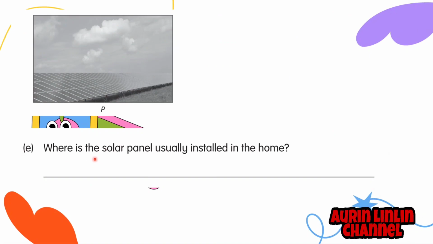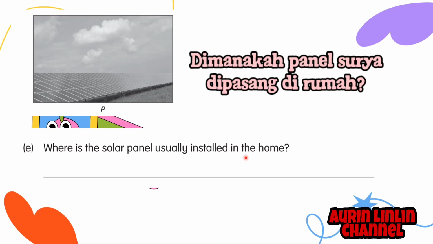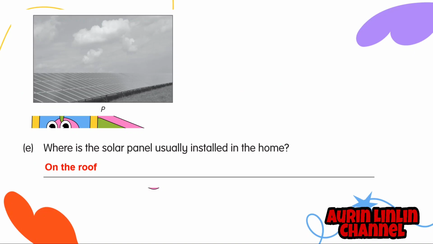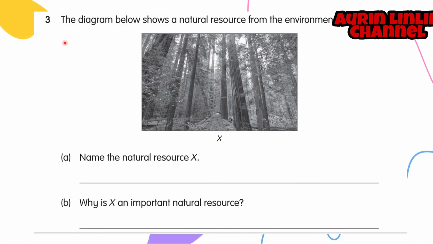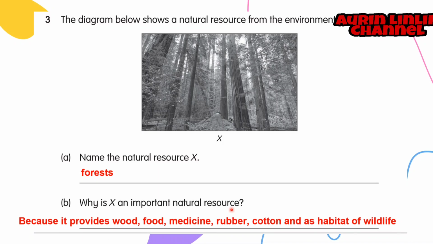Question E. Where is the solar panel usually installed in the home? And the answer is on the roof. The last questions. The diagram below shows a natural resource from the environment. Question A. Name the natural resource X. And the answer is forests. Question B. Why is X an important natural resource? And the answer is because it provides wood, food, medicine, rubber, cotton, and as habitat of wildlife.